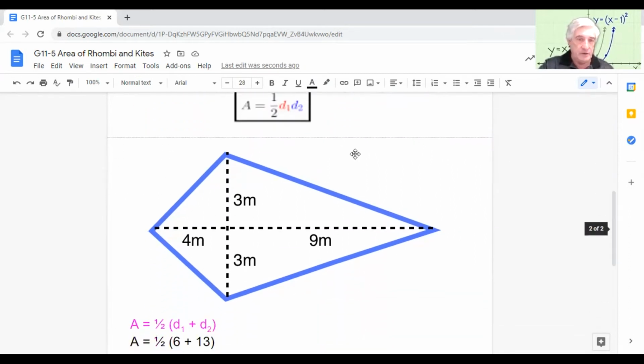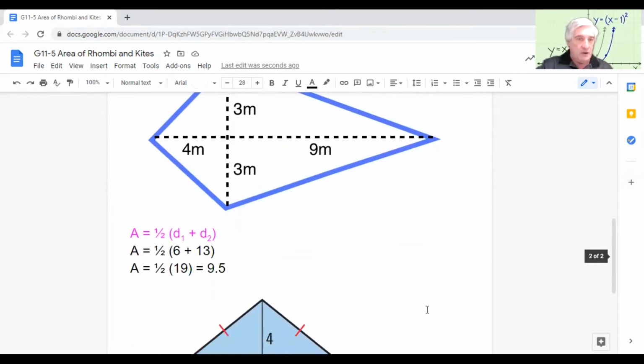Here's a kite. This diagonal is 3 and 3, which is 6. This diagonal is 4 and 9, which is 13. So I get 1/2.